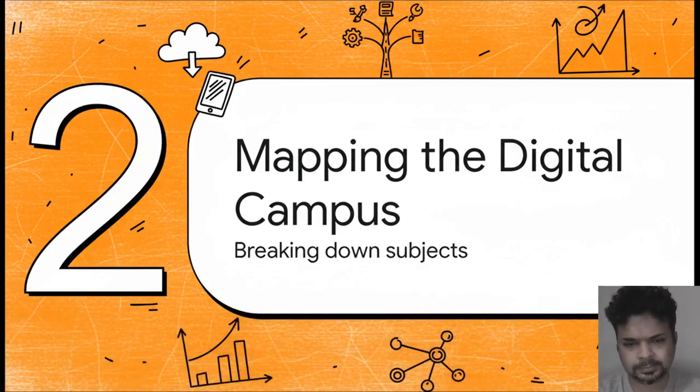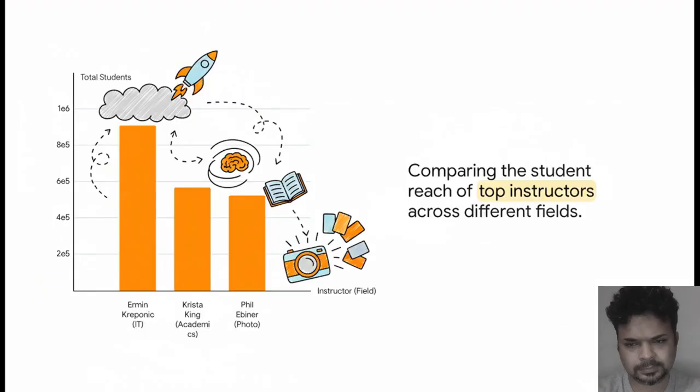Let's take a look at how they actually compare. And wow, okay, the difference in scale here, it's huge. I mean, don't get me wrong, instructors in creative fields and academics are reaching massive audiences. But the numbers in tech? They're just on a whole other planet. You've got one guy, an IT expert, reaching almost 1 million students all by himself.